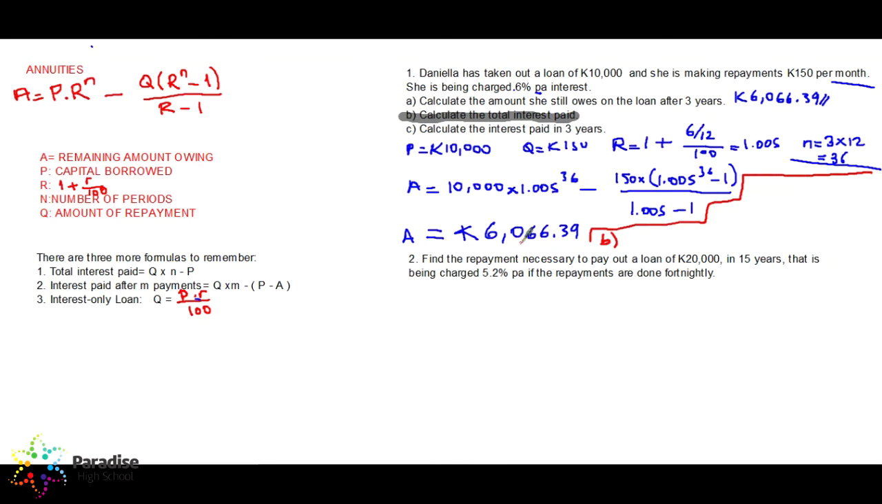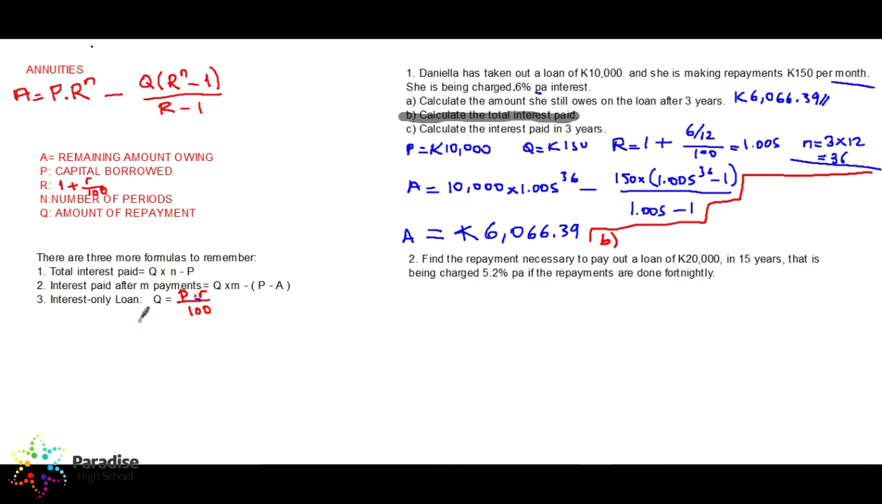Alright, when we do the calculation, the result will be 6066.39 kina. So this is the answer of the first question. I cancel the second question, calculate the total interest paid, because we don't know when the whole loan was repaid. We have no idea. Therefore, we can't calculate the total interest. But we can calculate how much interest is paid in 3 years.